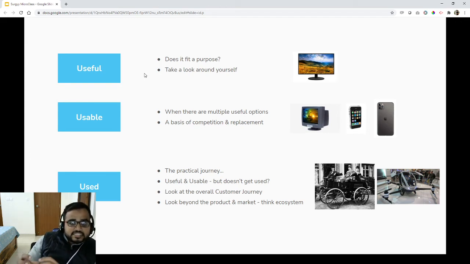The second is called usability. So usable is the second U. So if you look at multiple useful options, like the monitor you see here, right? Earlier monitors were like that CRT monitor. Now it is much more usable. If you see the earliest generations of iPhones, they were also useful, but now we have more usable options in the iPhone. So similarly, different competitors can compete on the usability of a product.